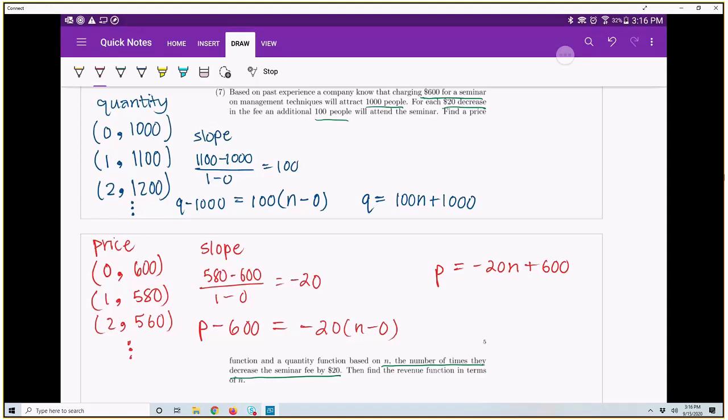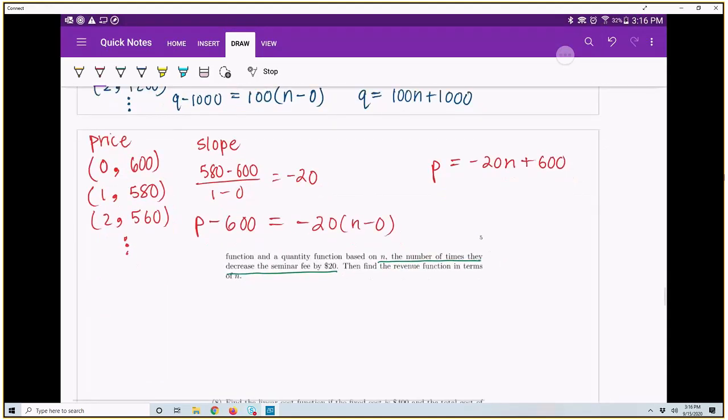Now, finally, the question has asked us to then find the revenue in terms of N. So we need one more piece of information here, which is what is revenue and how is it related to quantity and price? So revenue is just the total amount of money that we're taking in if we're selling something like tickets to a seminar or widgets or cookies or pitchers of lemonade. If we're selling something, then the revenue is the total amount that we're taking in before we subtract any costs for materials or paying our employees or utilities, right?